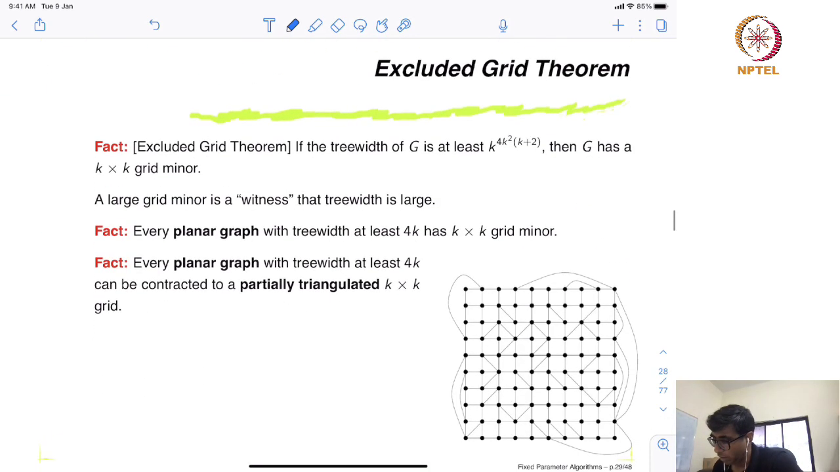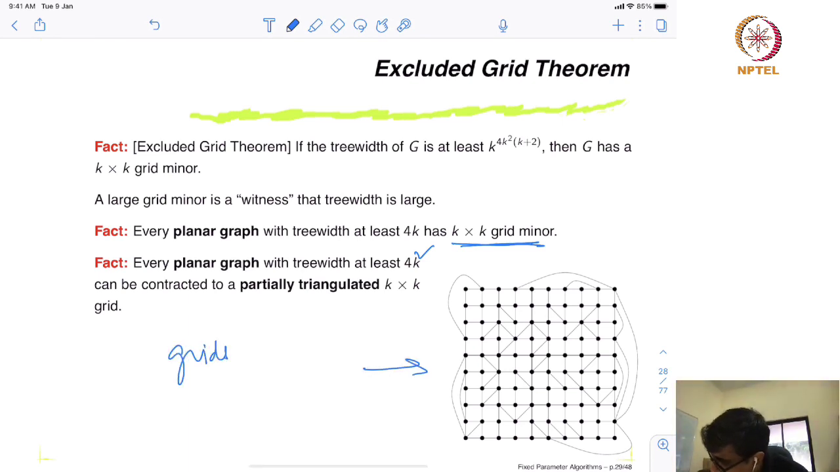Okay. In fact, you can prove something more: that every planar graph with treewidth at least 4k can be contracted. So, not only can you contain a k times k grid as a minor, but in fact you can get the following kind of grid just by contraction.